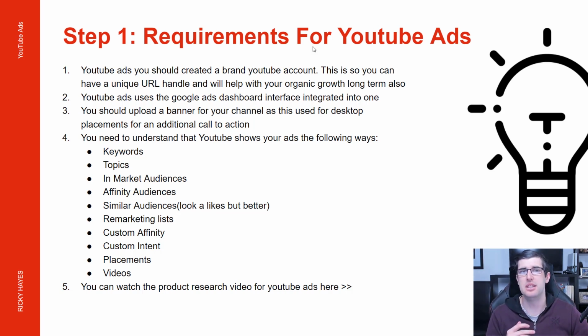Remarketing lists are the same as with any platform. You can remarket to people based on landing on your product page, going to your cart, or checkout. If you integrate your YouTube account and you have a following, you can remarket to them based on things such as subscribing to your channel or viewing any of your videos. So it all ties into a larger strategy that you can use. You also have custom affinity and custom intent. I'm not going to get too much into them. They're pretty advanced, but they're also great audiences.